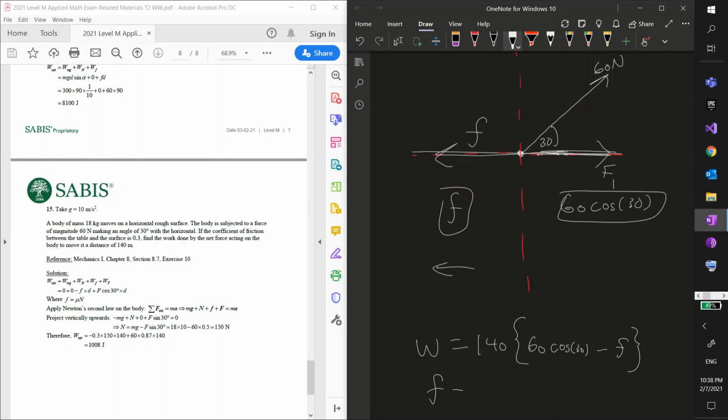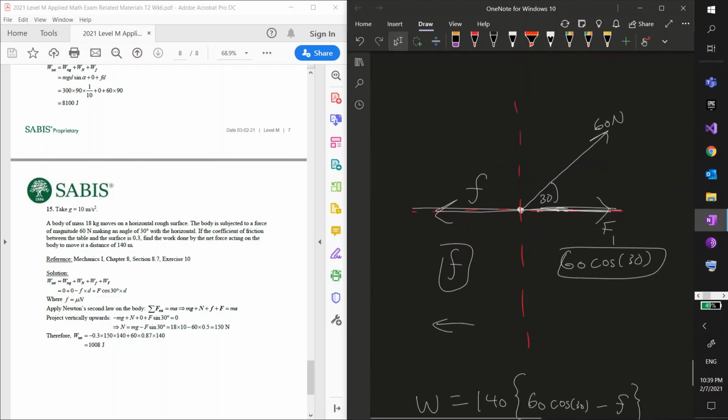What's friction equal to? Mu multiplied by the normal. What's mu? Mu is 0.3. What's the normal force now? Here, if you look, you have your normal force, you have your weight, and then you have this force over here, which is 60 sine 30. So N plus 60 sine 30 should be equal to the weight, right? So in other words, your normal is your weight minus 60 sine 30.